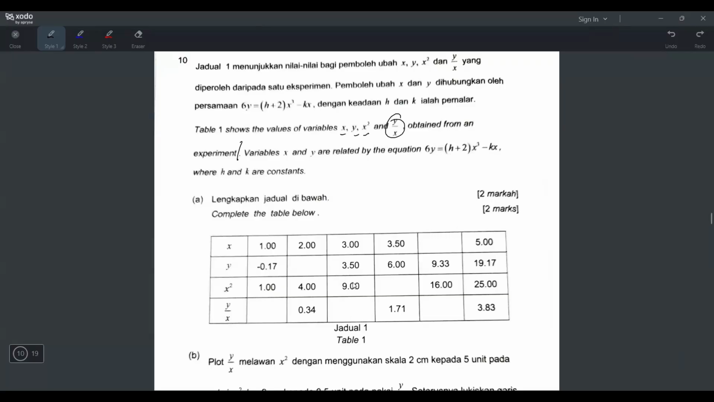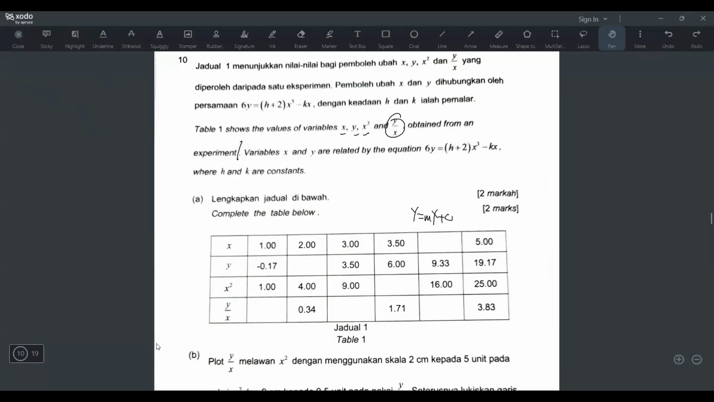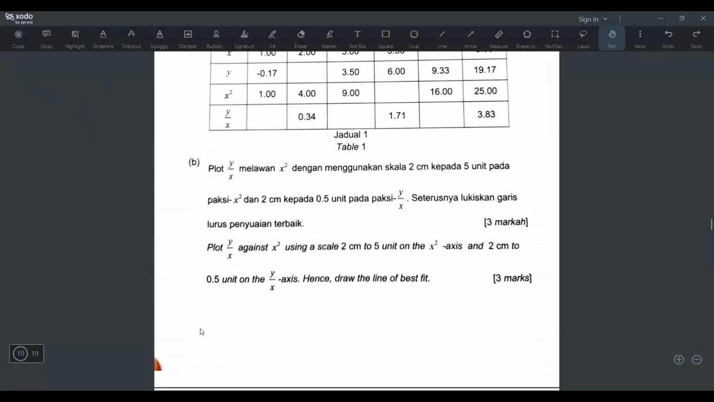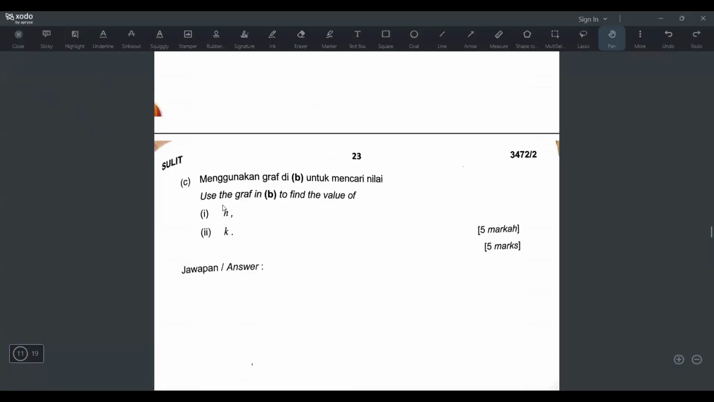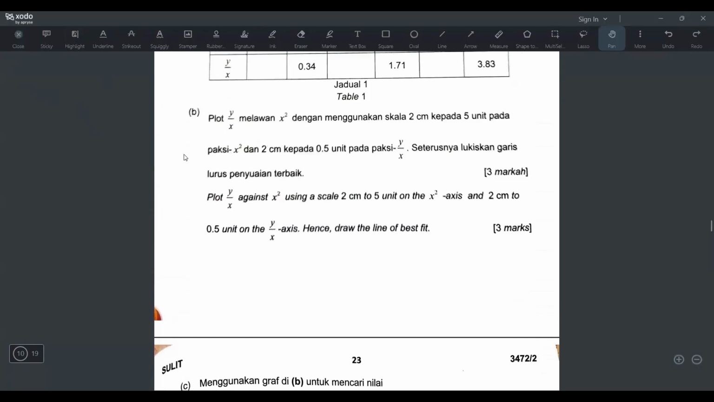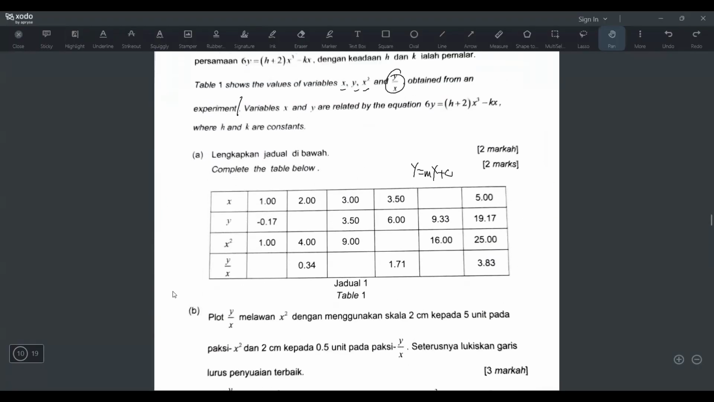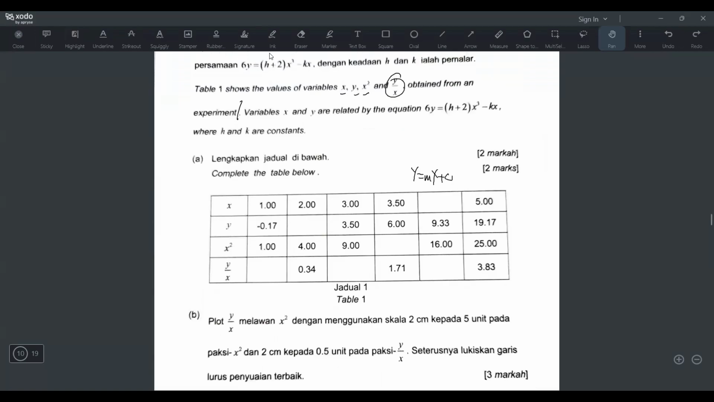Okay, so now what I will do is I will not do A, I will just change the equation to linear form, right? It means I want to change to y equals mx plus c, all right? And why do you have to do this first? Even if the question never asks, you have to do this first, because if you don't do this, later you cannot do your part C. Because in part C, they ask you to find h and k, right? And if you don't change to linear form, you will not know what your gradient and your y-intercept are, and you cannot find your h and k later.